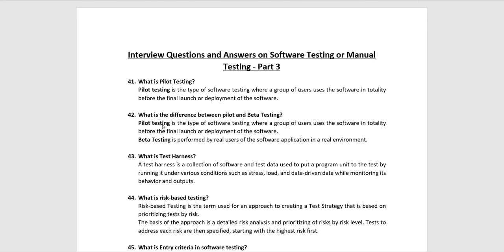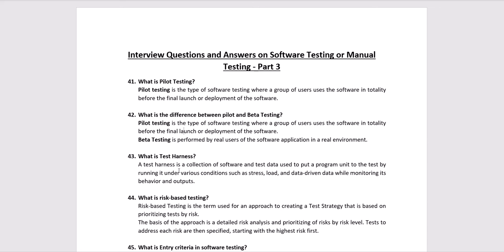So we have the next question, which asks about the difference between pilot and beta testing. As I said, that is the definition of pilot testing. Beta testing is performed by the real users of the software application in a real environment. But pilot testing is also done by users, a group of users from our organization's side, and before the launch or deployment of the product, they test the product, which is pilot testing. So this is the main difference between pilot and beta testing.